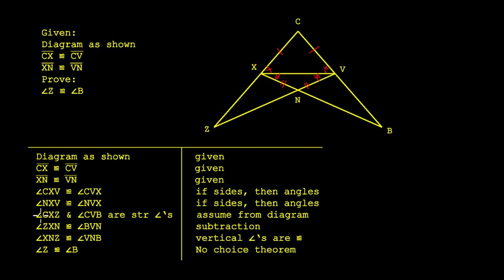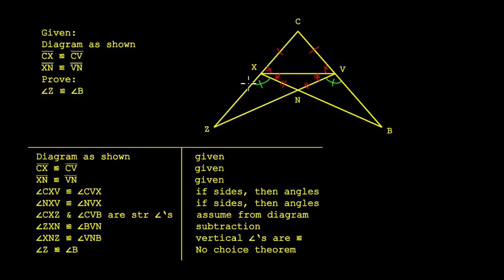So next, angle CXZ and angle CVB are straight angles, assumed from the diagram. Angle CXZ and angle CVB are straight angles. So next, we will start marking in green. Angle ZXN is congruent to angle BVN by subtraction. So angle ZXN right there is congruent to angle BVN over here by subtraction.